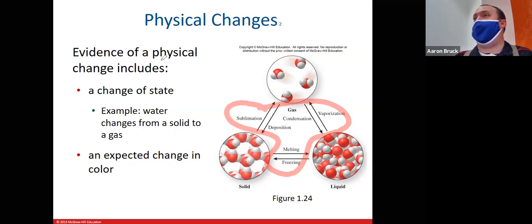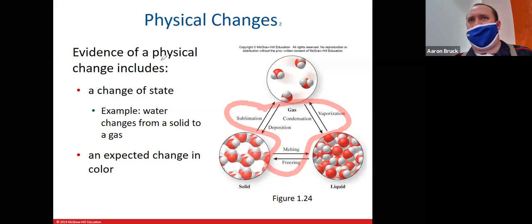If I'm painting, I have primary colors. I've got red, yellow, blue. If I combine the yellow with the red, what would I expect to happen? I'd expect it to turn orange. That's an expected change in color. The pigments are mixing and we get a new color.